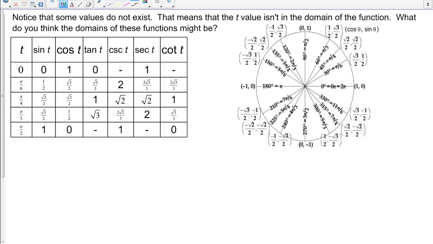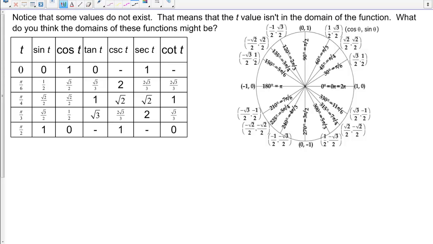So notice that some values in our table don't exist. That means that the angle t value isn't in the domain of the function. So what do you think the domain of these functions might be? So first, let's look at sine of t.